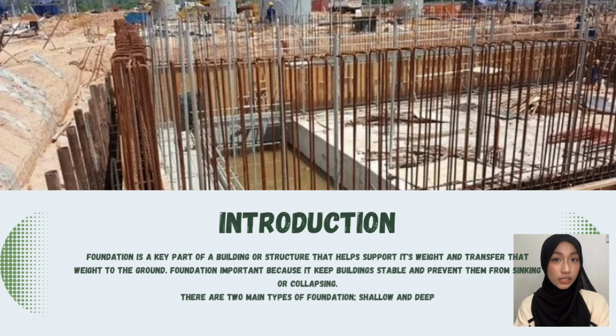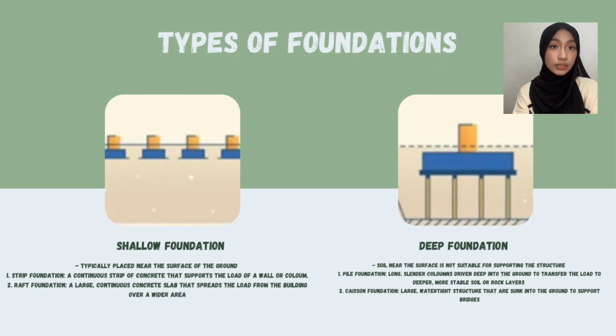So foundation is a crucial component of a building or structure designed to support its weight and effectively transfer that load to the ground. A well-constructed foundation is essential for maintaining the stability of a building. So there are two types of foundation. First is shallow foundation. Shallow foundations are usually placed close to the surface of the ground.